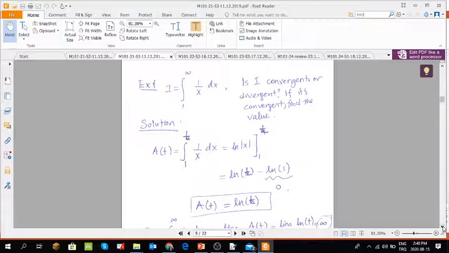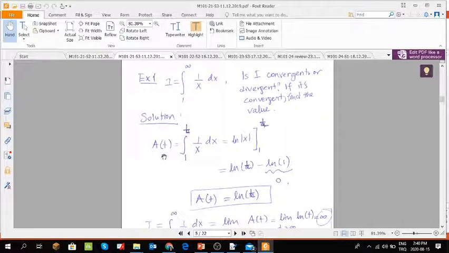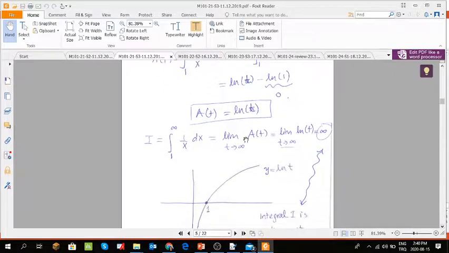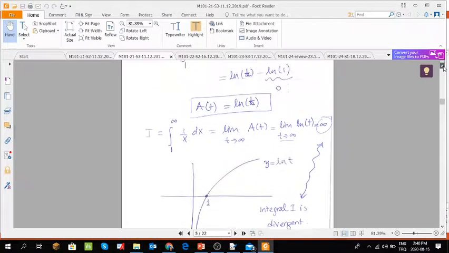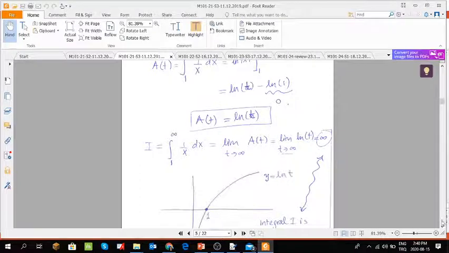Let's look at this integral, 1 to infinity of 1 over x dx. Is this convergent or divergent? If it is convergent, find the value. We form our A of t, 1 to t of 1 over x dx. The integral is natural log absolute value of x from 1 to t, ln t minus 0, ln 1. A of t is ln t. Let's take the limit as t goes to infinity. When t goes to infinity, ln t is what? Let's get the ln t function. As t goes to infinity, it's infinite. So this integral is divergent, actually. This is a divergent integral.